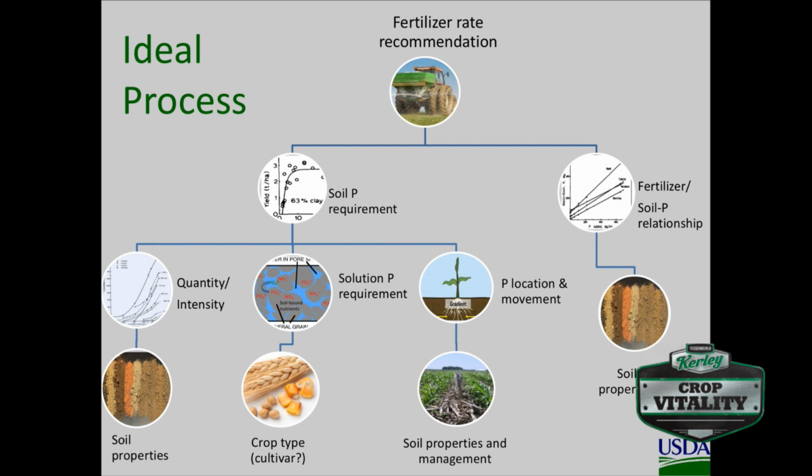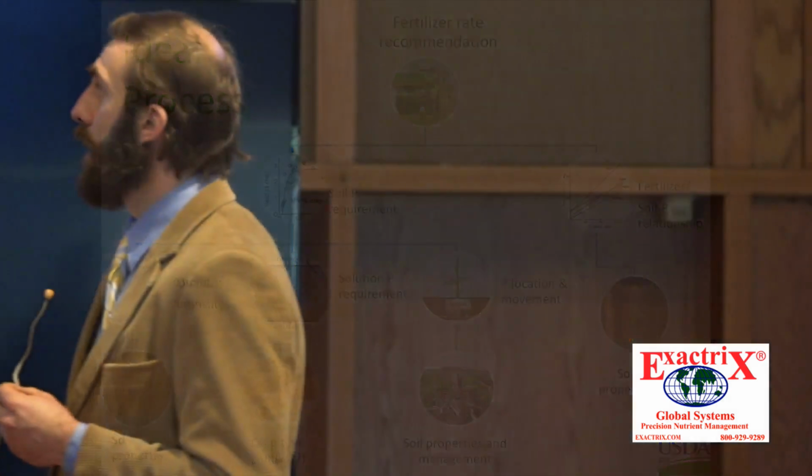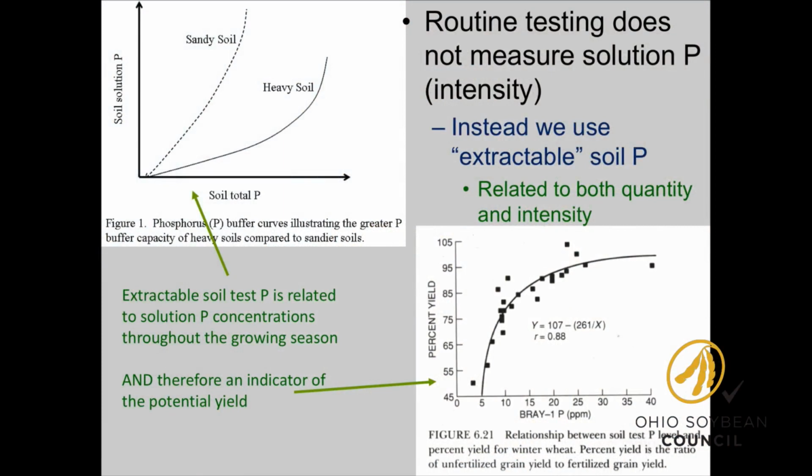And your external phosphorus requirement solution is going to be a function of crop type, because corn needs a different concentration solution than beans versus wheat or whatever. So currently, we don't consider all that, right? Currently, our routine testing does not measure solution P intensity, and I understand why. It wouldn't make sense. You go out and measure it one day, it could be different the next day. Instead, we use extractable soil phosphorus.